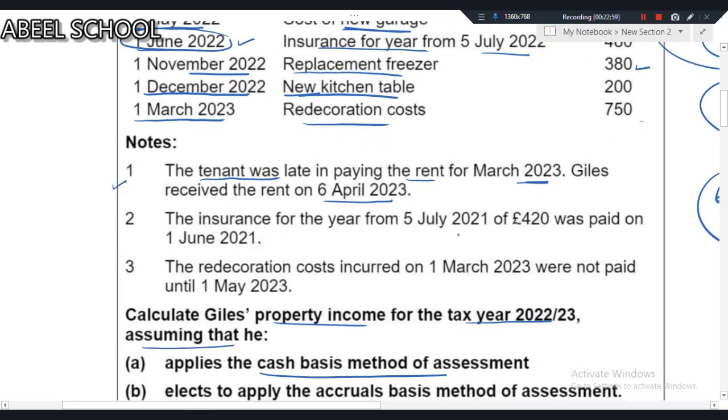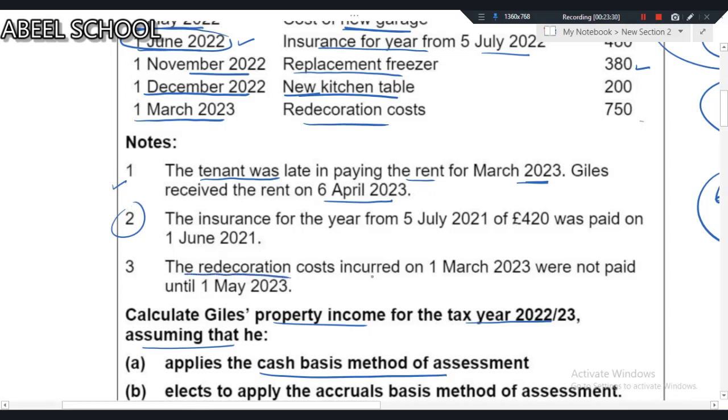Note 2. The insurance for the year from 5th of July 21 of 420 was paid. We will deal with this point number 2 in a proper way. We'll deal with point number 2 on accrual basis. For cash basis, it is irrelevant because on cash basis, we just see one thing: if revenue expenditure is actually paid during the tax year, that will be deducted. So 1st June 2022 falls in the relevant tax year for which we are solving the question, and they have paid 480. So that is why we deducted that.